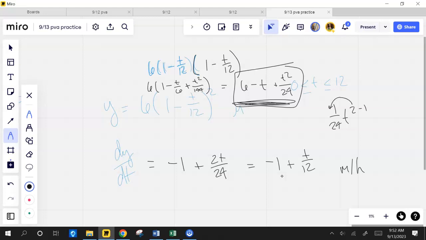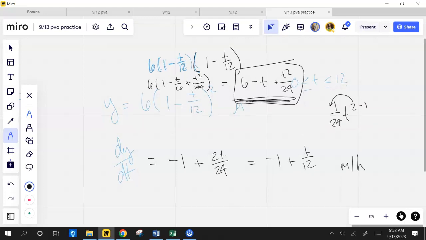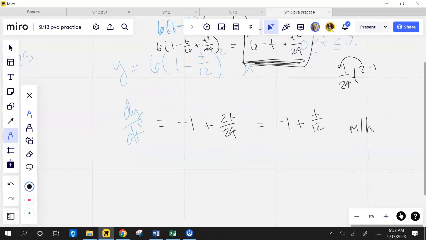So then part B says, when is the fluid level in the tank falling the fastest, the slowest, and what are the values? So if I'm talking about falling or rising, I'm talking about a maximum and minimum of what? Of velocity, y, or of the derivative, because here it's not position and velocity, right? So when is the fluid level of the tank falling the fastest? So when is the rate the greatest, right? Rate means derivative.